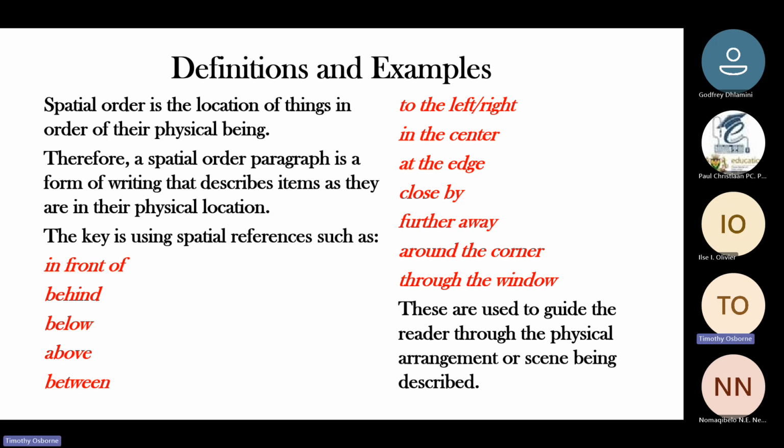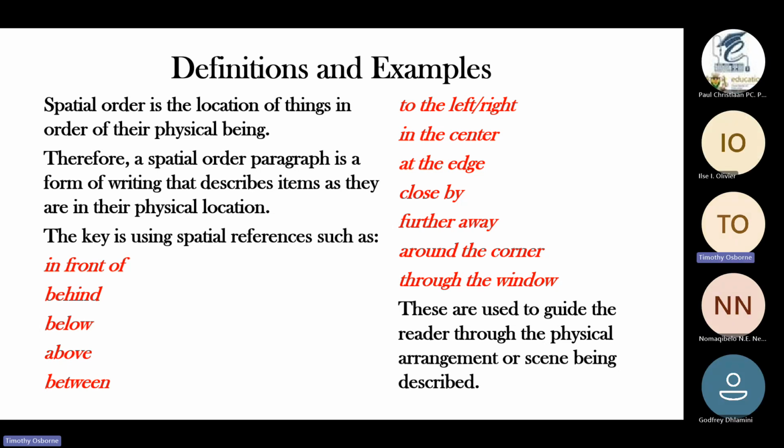You see that spatial order is the location of things in order of their physical being, which sounds very complex, but all it is describing is where the position of things is. Therefore, a spatial order paragraph is a form of writing that describes items as they are in their physical location. It's that simple. It's merely pointing out where things are.